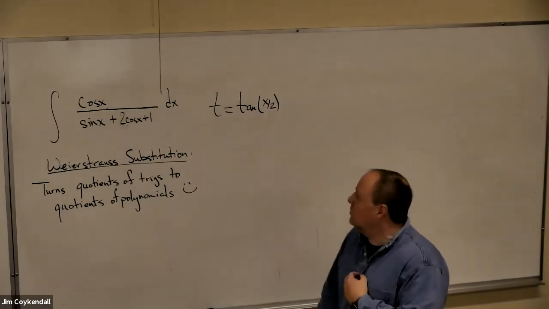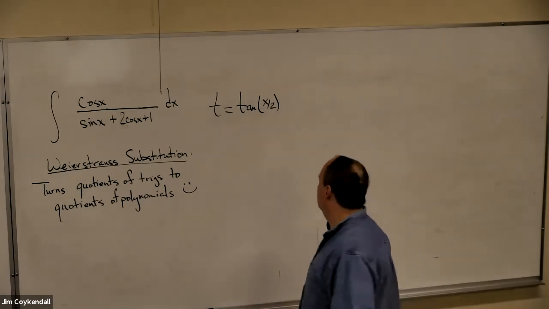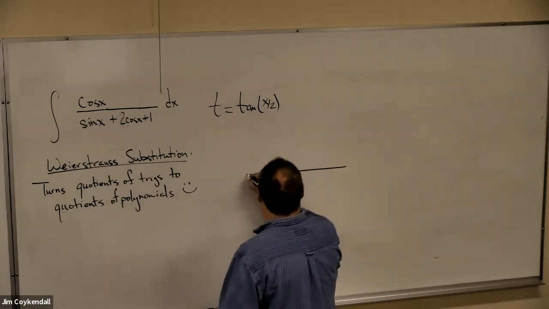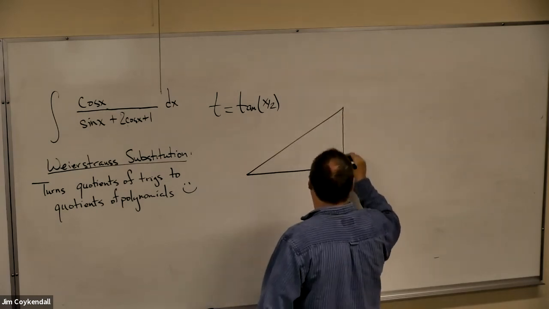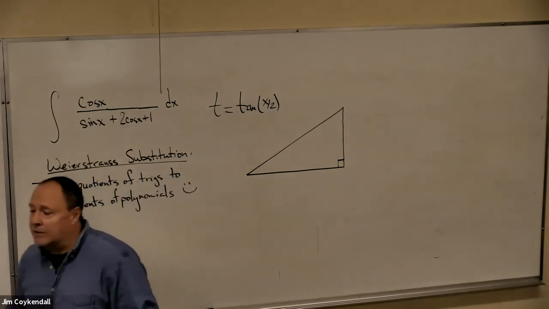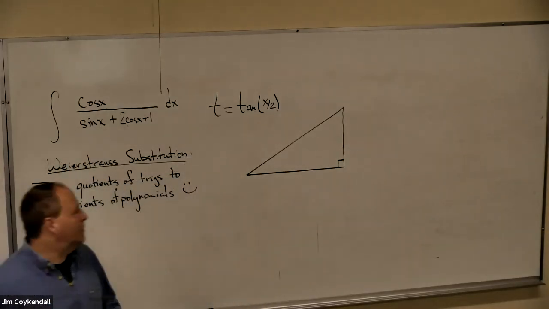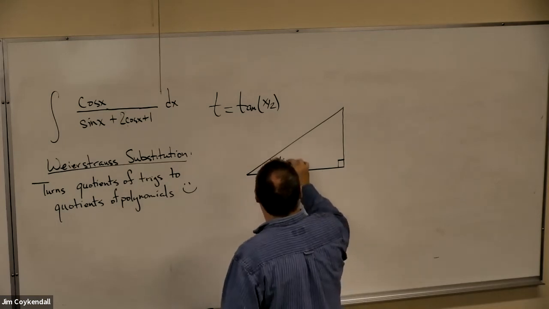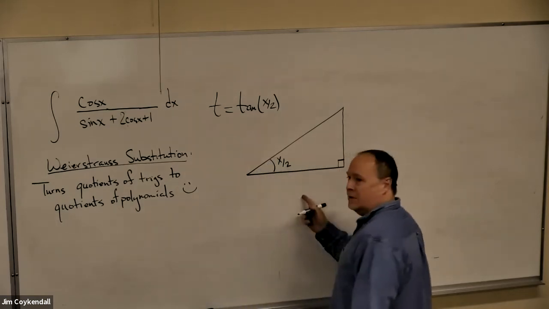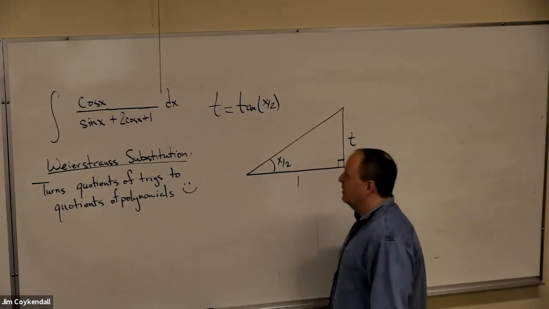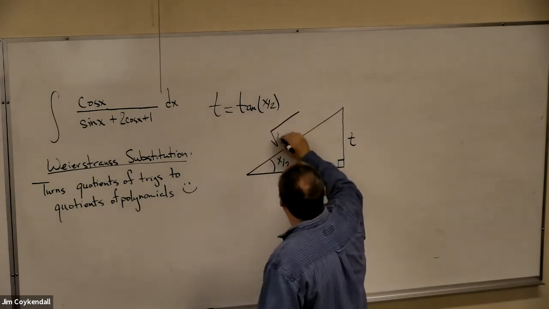And probably the most important thing I can show you here is why it works, right? So here's the idea. What do I have in the original integral? I've got cosines and sines. Maybe I would have had other trig functions that I want to get rid of somehow, right? And so here's the idea. I'm going to call this angle x over 2, and t is the tangent of it, so it looks like this. And so my hypotenuse is this.